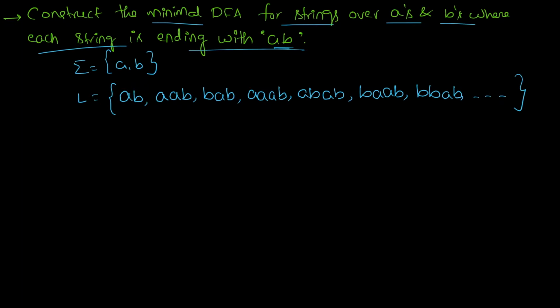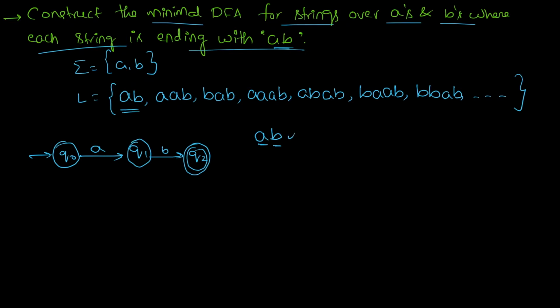Since sigma is not in our language, the initial state will not be the final state. So Q0 is our initial state, let's say, and consider the minimal string AB to construct the skeleton of a DFA. So on seeing A, we move to state Q1. From Q1, on seeing B, we move to state Q2 and accept this string. So Q2 is a final state. This is the skeleton to accept strings which are ending with AB.